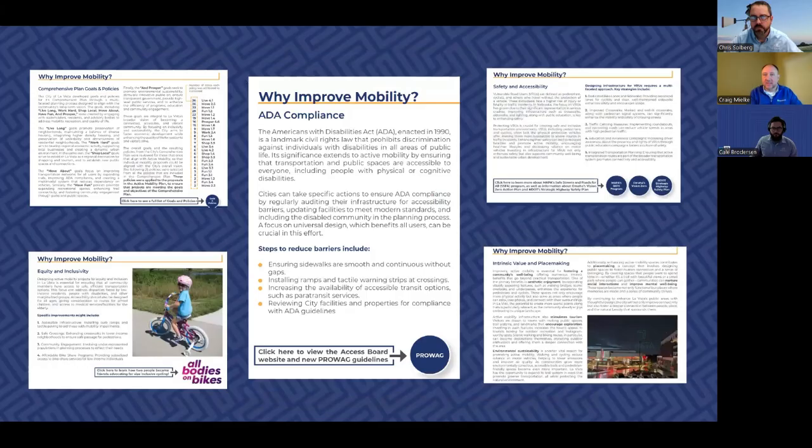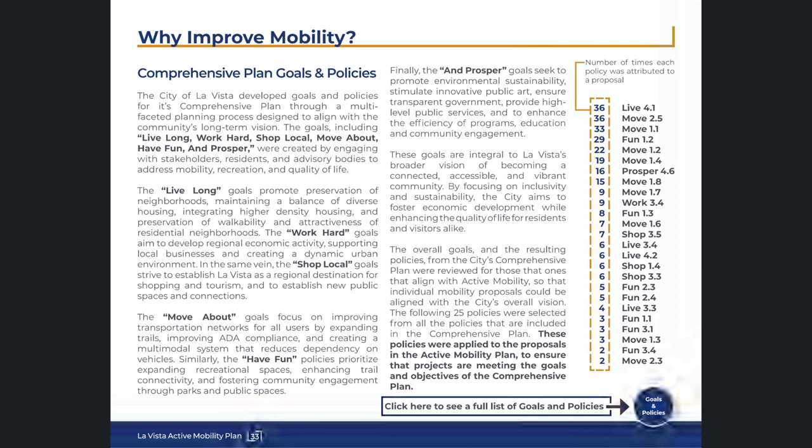And really, there are lots of reasons to improve mobility: ADA compliance, safety and accessibility, intrinsic value, placemaking. So we talked about a lot of these things so that somebody picking up the study in the future could understand why the city felt that these things were important. We also talked a little bit about how the plan was aligned with the city comprehensive goals and policies. So other documents that the city has put together talk about living, working, playing, the things that make La Vista good and that we want to improve.